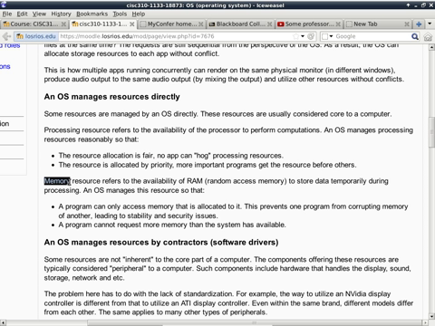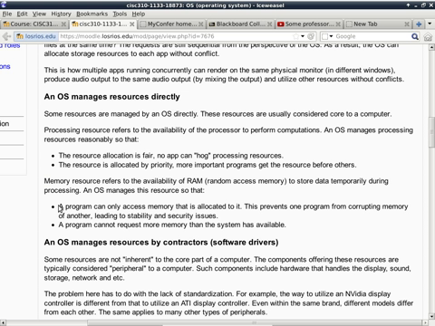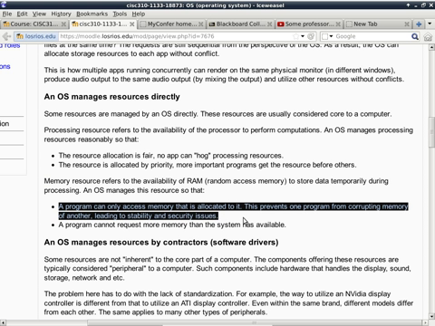The second resource that an operating system has direct access to would be memory. It refers to the availability of RAM, or Random Access Memory, to store data temporarily during processing. An operating system manages this resource so that a program can only access memory that is allocated to it. I can see some of you are taking notes, which is a very good thing.